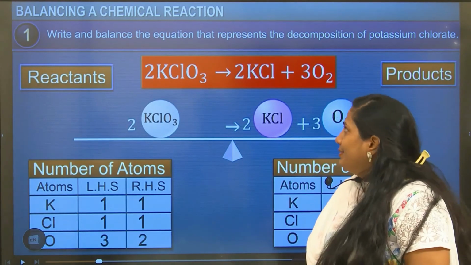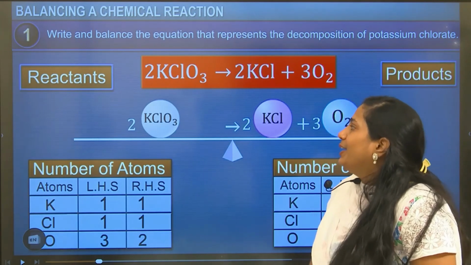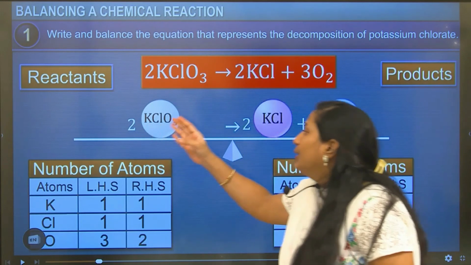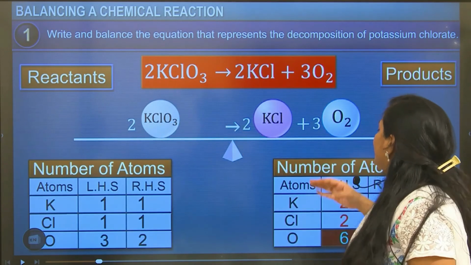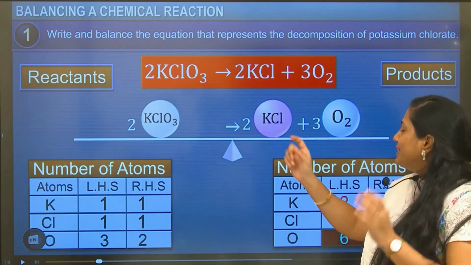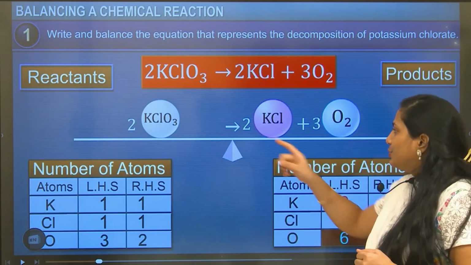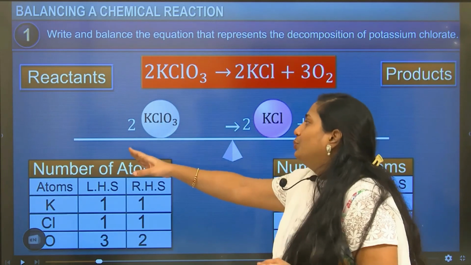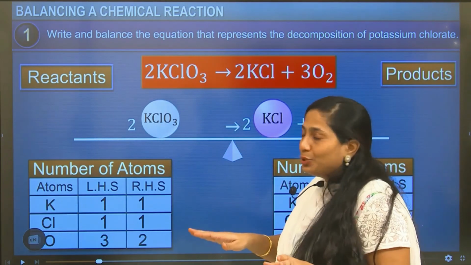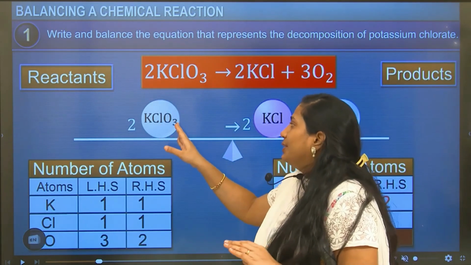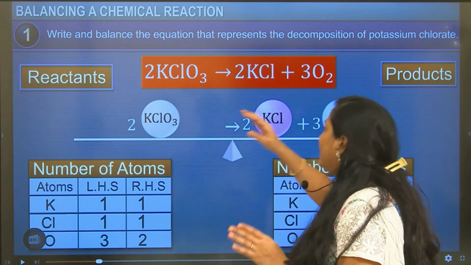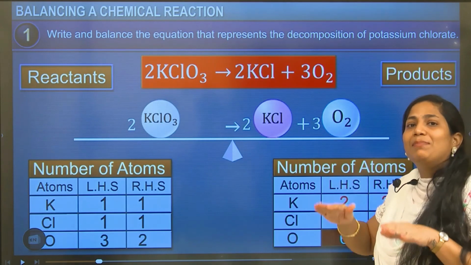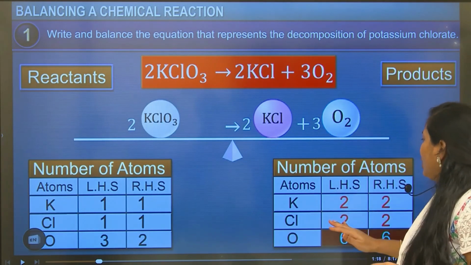Now in this reaction, we can see that if I multiply this potassium chloride by 2, then it changes the left hand side and right hand side. We can see the changes: K as 2, and over here 2, and then chlorine 2 is balanced over here. When it comes to oxygen, 3 2s are 6, and here we have 3 2s are 6. So this is how we balance the equation, and we check over here.